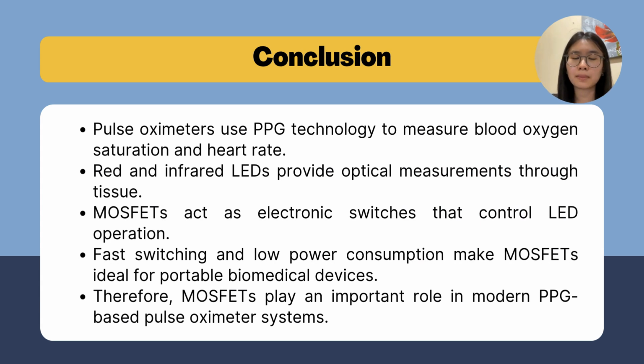In conclusion, pulse oximeters use PPG technology to measure oxygen saturation and heart rate. The system relies on red and infrared LEDs together with a photodiode to acquire optical signals from the body. MOSFETs play an important role by acting as electronic switches that control LED operations. Their fast switching speed, high efficiency, and low power consumption make them ideal for portable biomedical devices. Therefore, MOSFETs are an essential component in modern PPG-based pulse oximeter systems.